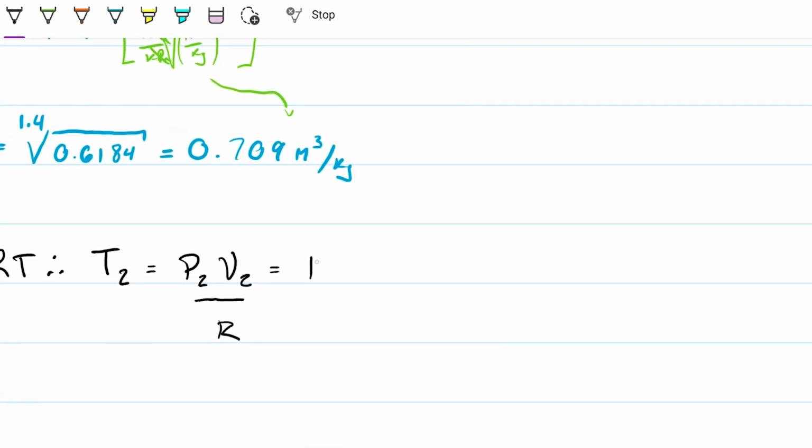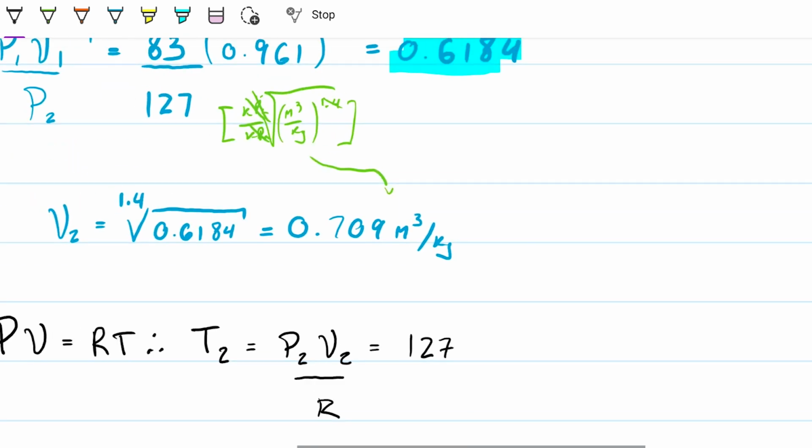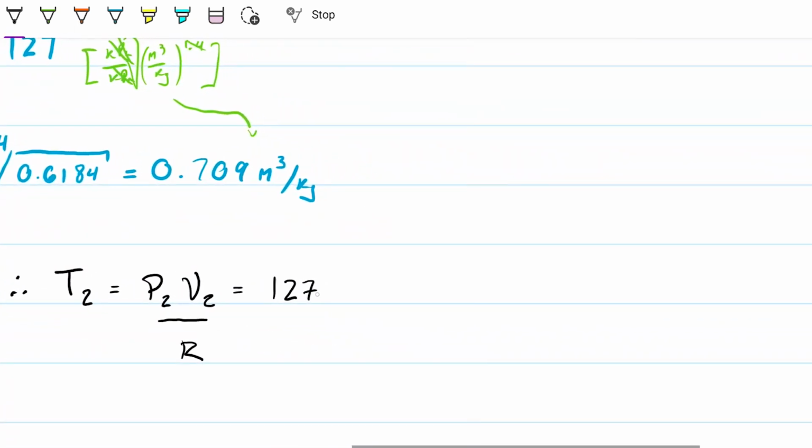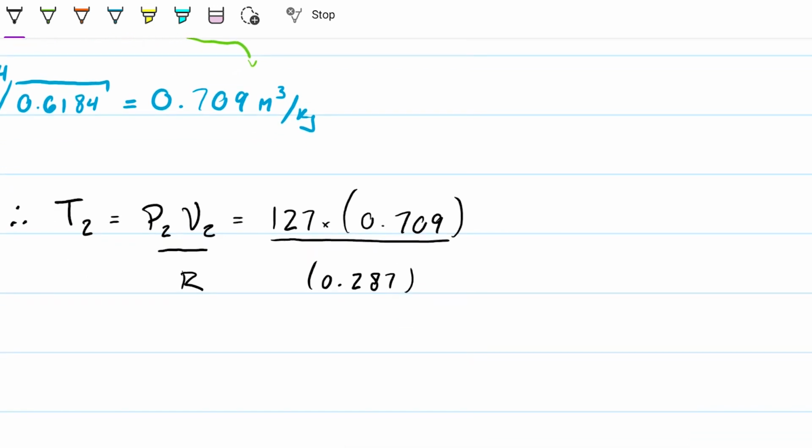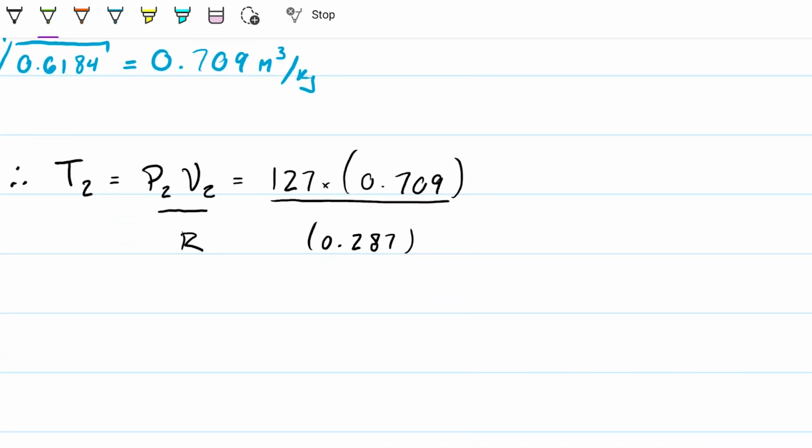So this is 127 kilopascals, was it? Yeah, 127 kilopascals. This is what I just found, 0.709 meters cubed per kilogram. And over here, R for air, the 287. And as long as my units match, this should be all good.